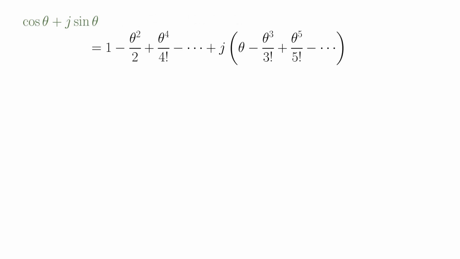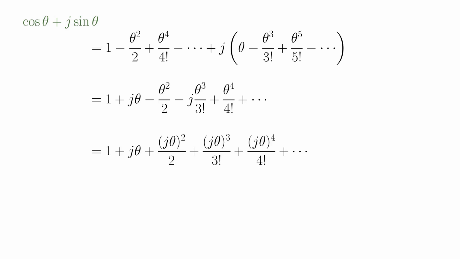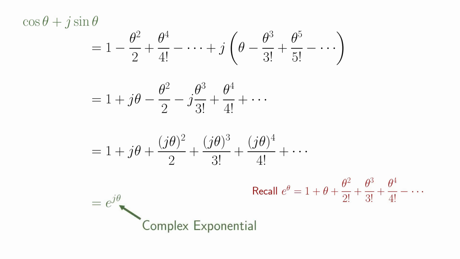When we substitute these functions with their Maclaurin series, we get this equation, which can be rearranged like this. Do you recognize this function? How about now, after using j squared equals minus 1? This is the infinite series expansion of e power j theta. Oh, this function is the complex exponential.